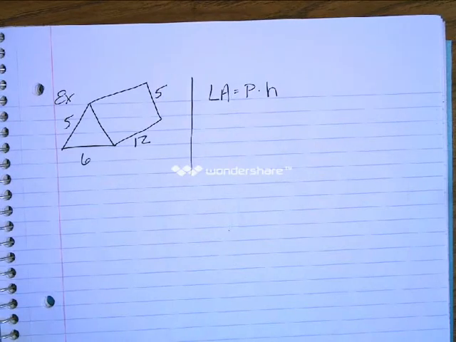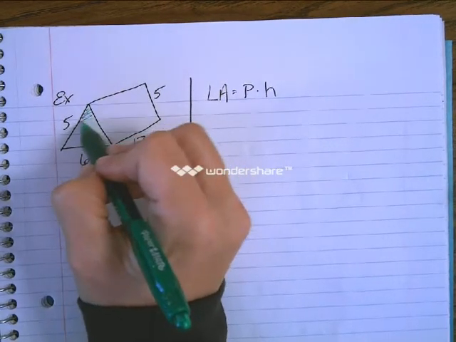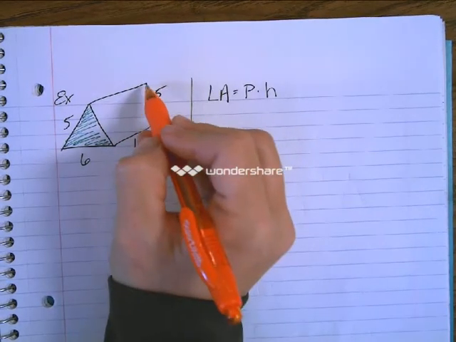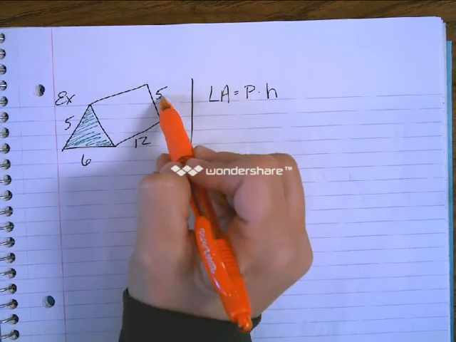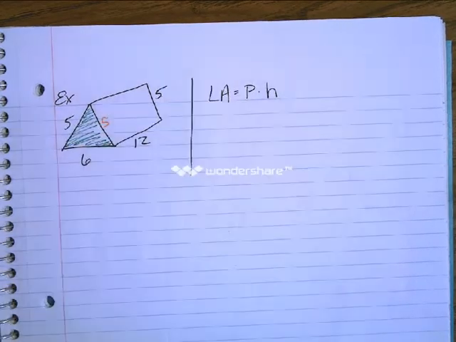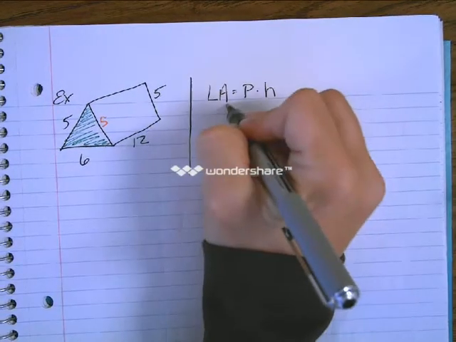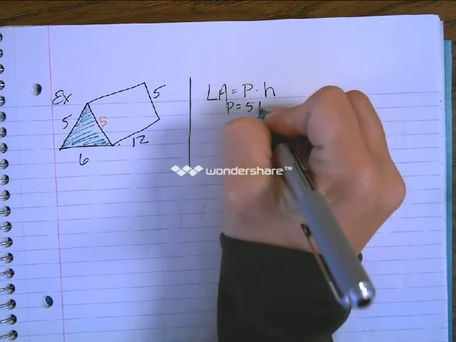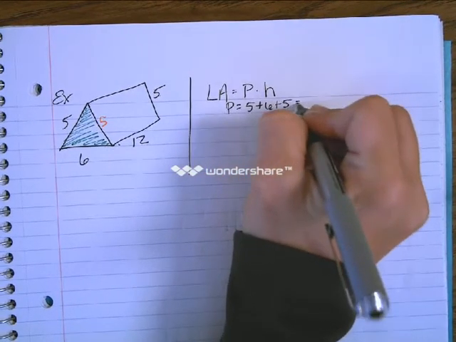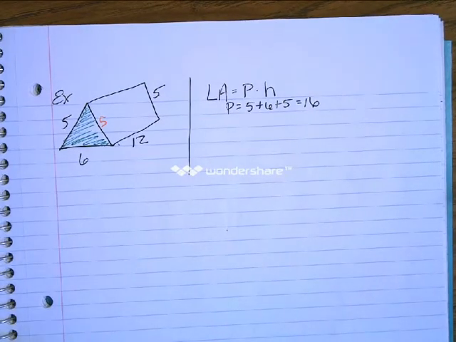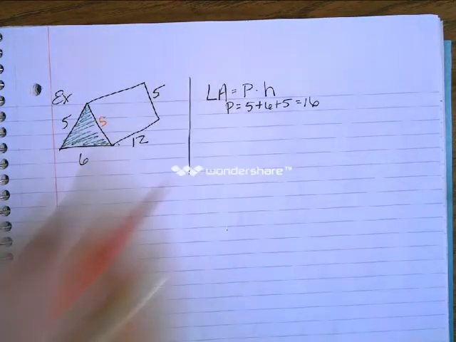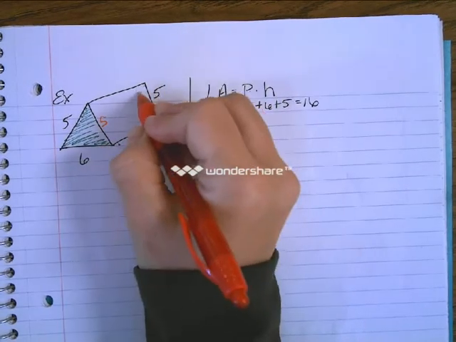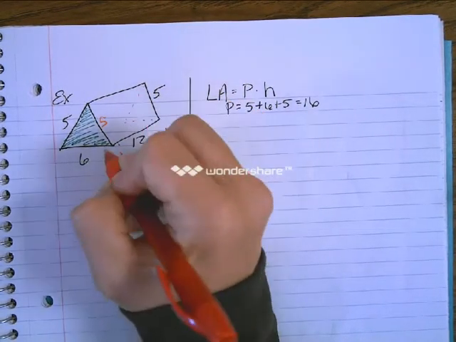Now, one thing you'll have to realize is that parallel sides are congruent. So if this is 5, then this is also 5. So my perimeter of my base is 5 plus 6 plus 5, which is 16. And if you remember from the picture, the height is the distance between the bases. So here's the base, and my other base is back there. So the distance between the bases is 12.